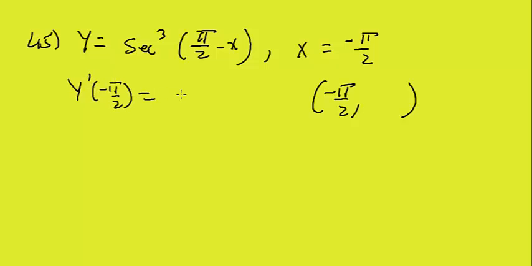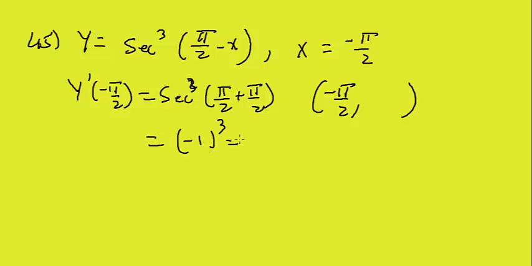Secant squared of pi over 2 plus pi over 2, which is secant of pi, same thing as cosine of pi flipped. What's cosine of pi? Negative 1. So this is going to be negative 1 cubed, which is negative 1. Okay, and this is not the derivative, so erase that mark.